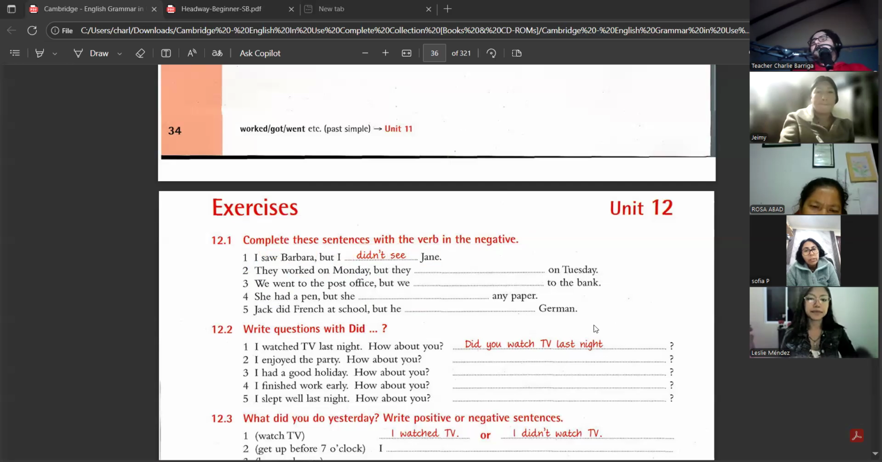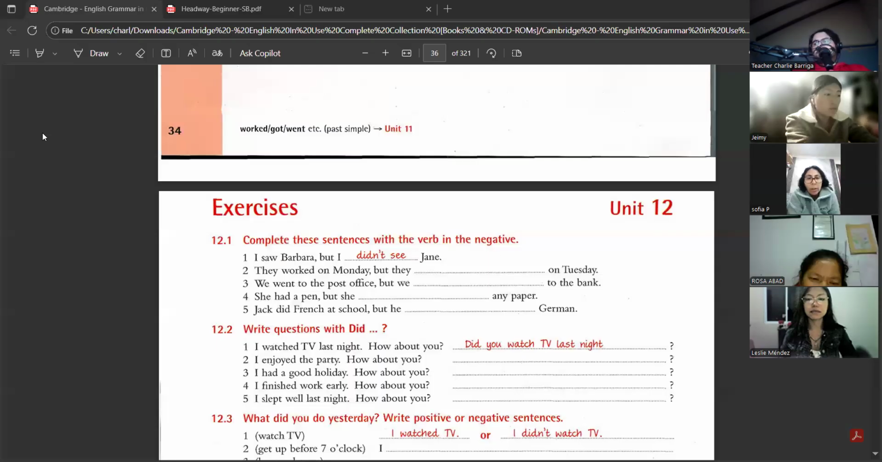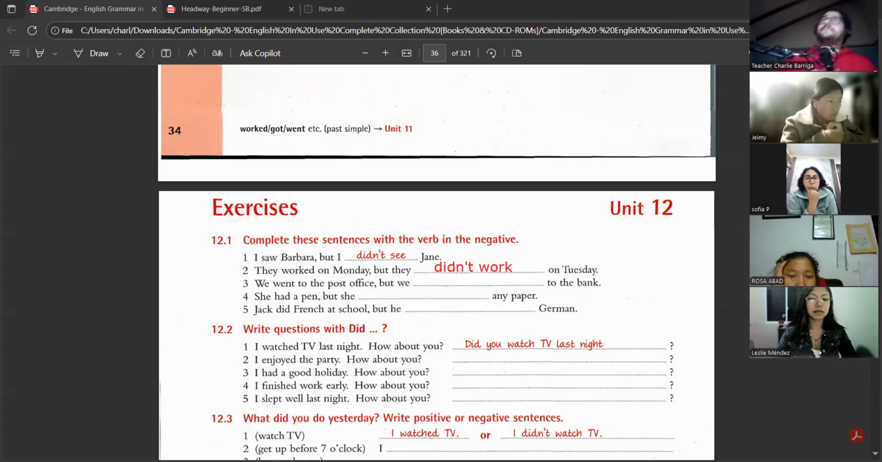For example, what would be number two? Sophie. They worked on Monday, but they did not work on Tuesday. We're good. Did not or didn't work on Tuesday, right? Remember that the verb here stays in infinitive, right?